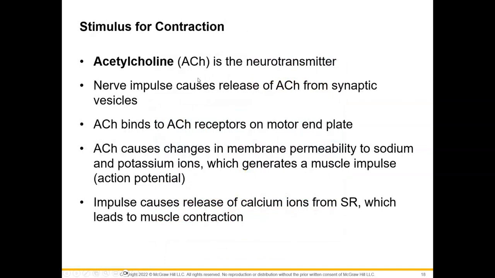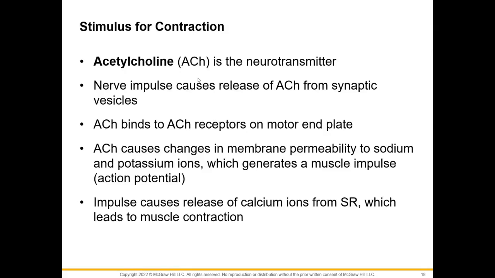The neurotransmitter we talk about most of the time is acetylcholine, or ACh for short. Nerve impulses will cause release of the acetylcholine from the synaptic vesicles. The acetylcholine binds to the acetylcholine receptors on the motor end plate of the muscle fiber. The acetylcholine causes changes in membrane permeability to sodium and potassium ions, which then generates a muscle impulse or the action potential.